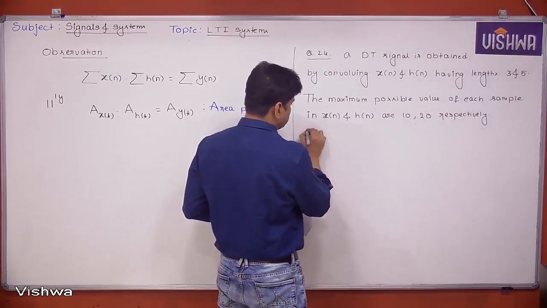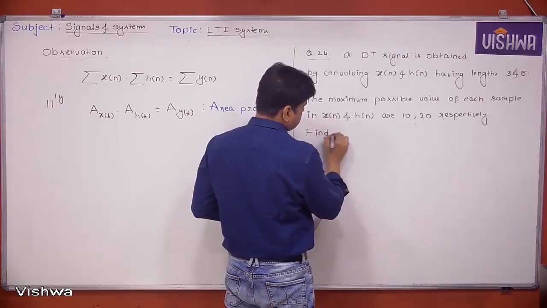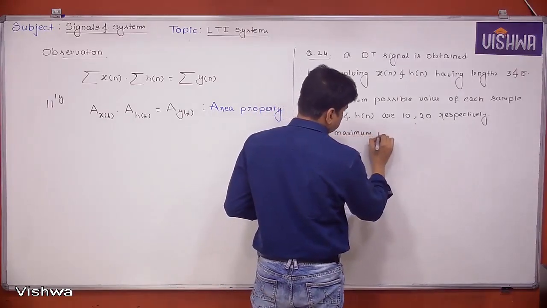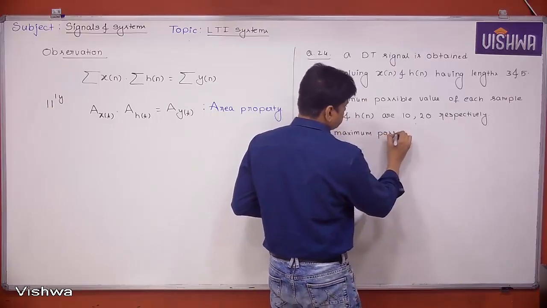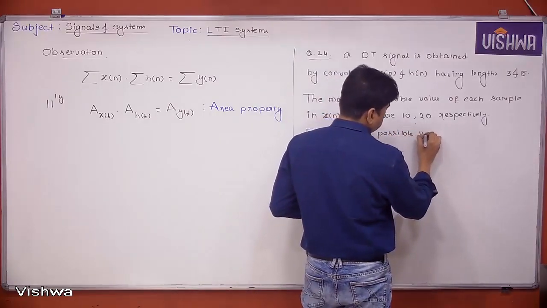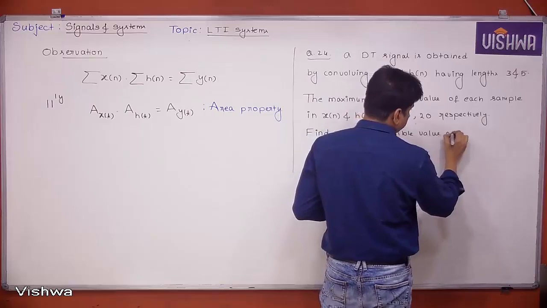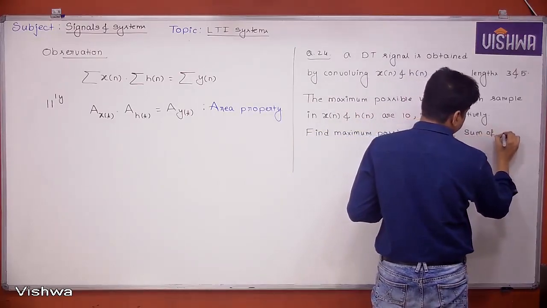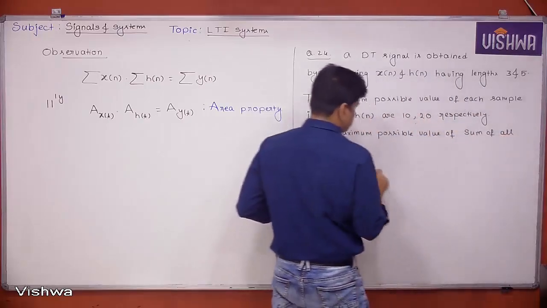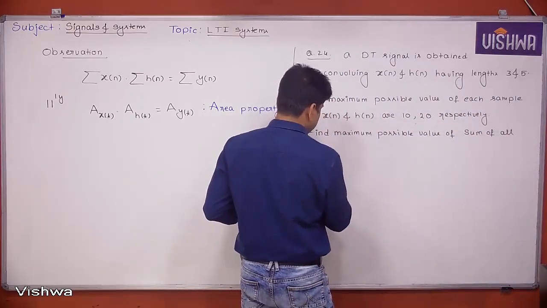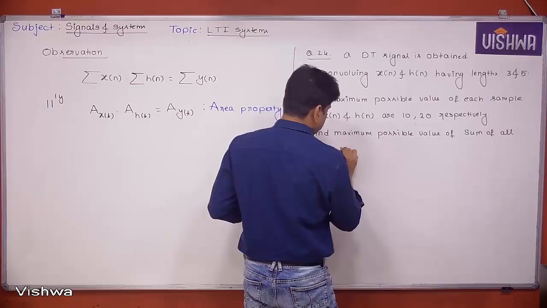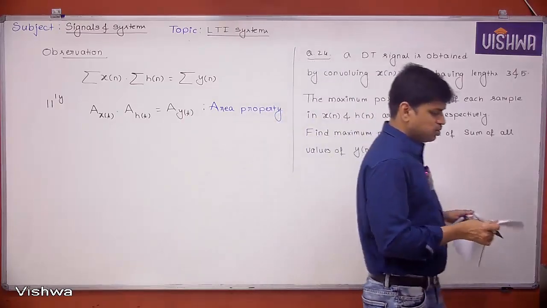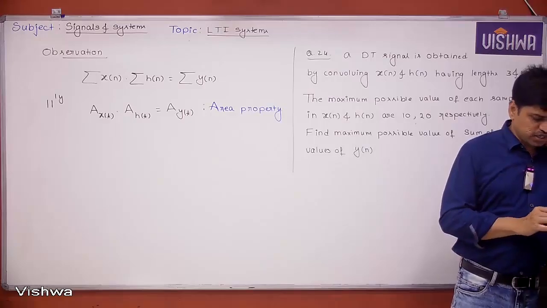Find the maximum possible value of the sum of all values of y of n. Sum of all values of y of n, that's what they are asking.